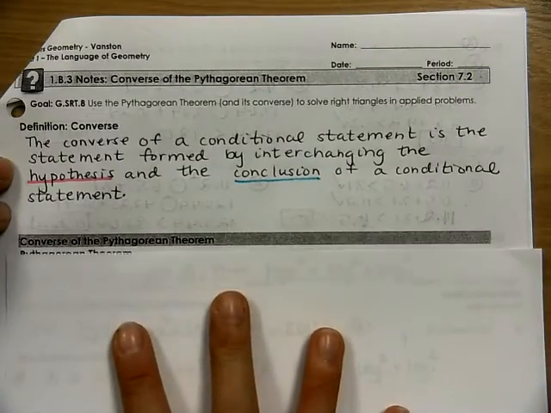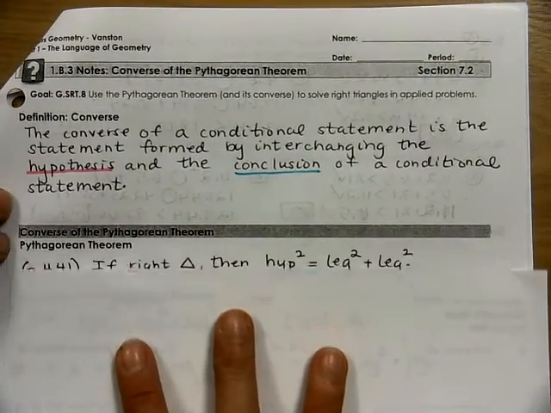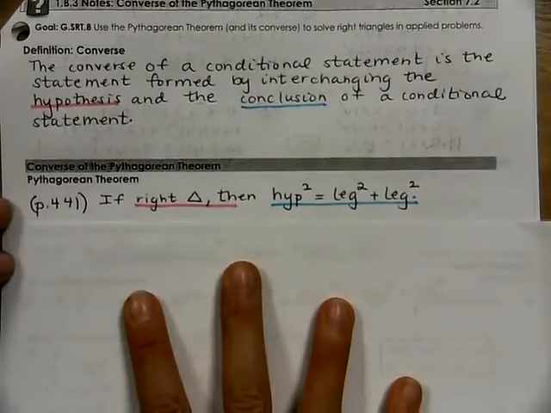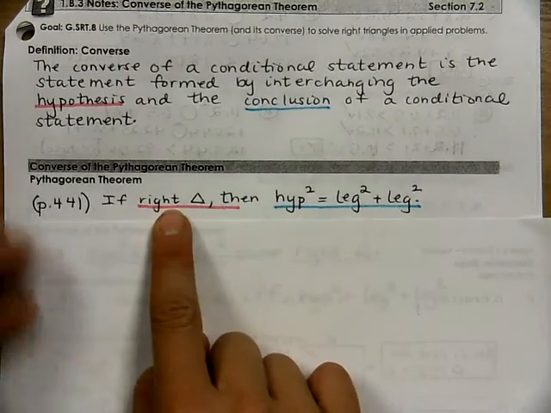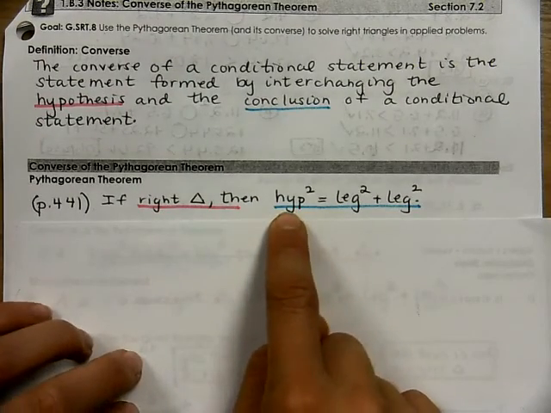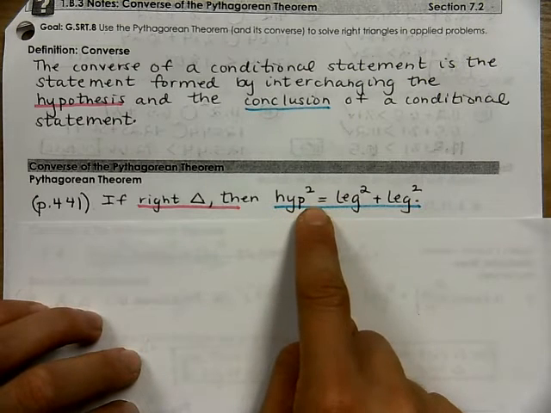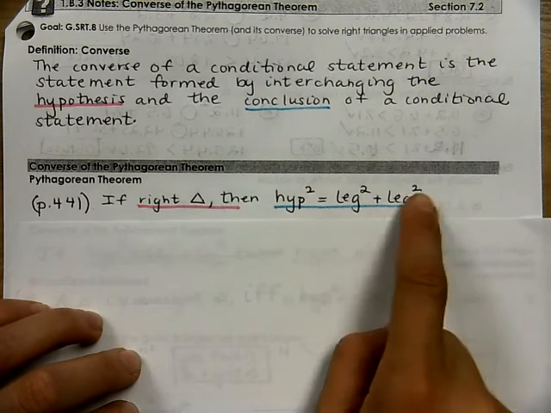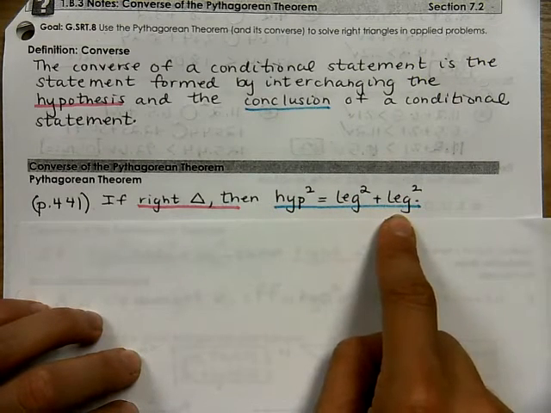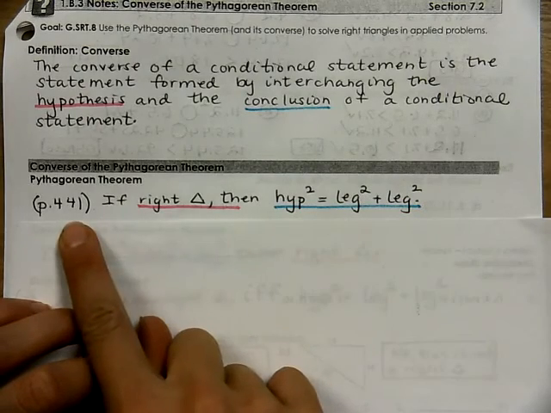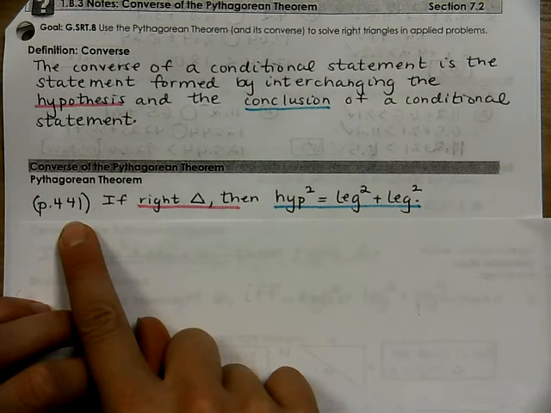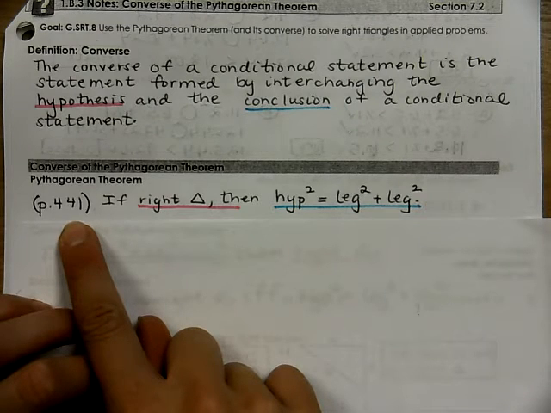So if we think back to the Pythagorean theorem, it says if we have a right triangle, then if I square the length of the hypotenuse, that will be equal to the sum of the squares of the lengths of the two legs. That's on page 441 if you'd like to reference it. So go ahead and write the converse of the Pythagorean theorem now. Pause the video and try writing the converse.